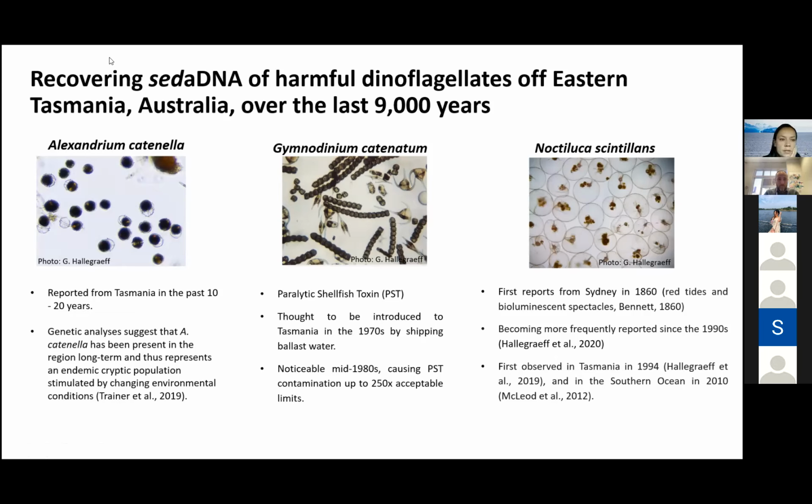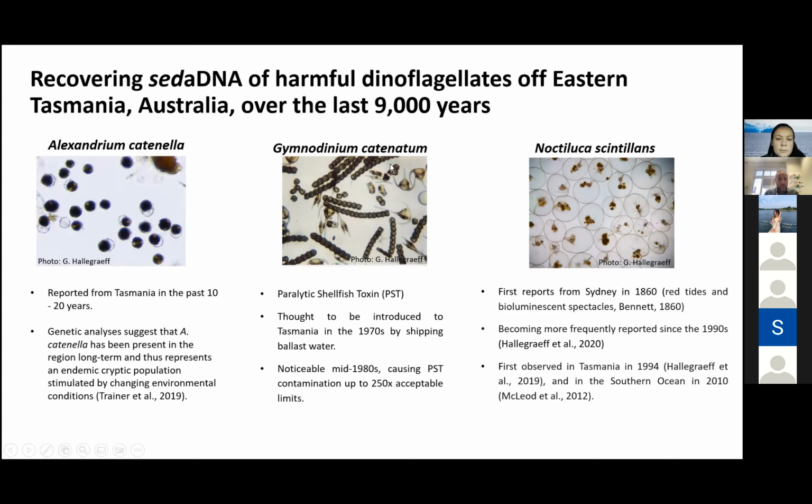So this is a study where we've been looking at harmful algal bloom species, or in short, they're called HABs. There's 3 dinoflagellates here in the Tasmanian region that have been quite a nuisance in recent years. So there's Alexandrium catenella. This one is believed to have been here for a long time. But it's increasing in abundance in the last 10 years and creates these toxic blooms.